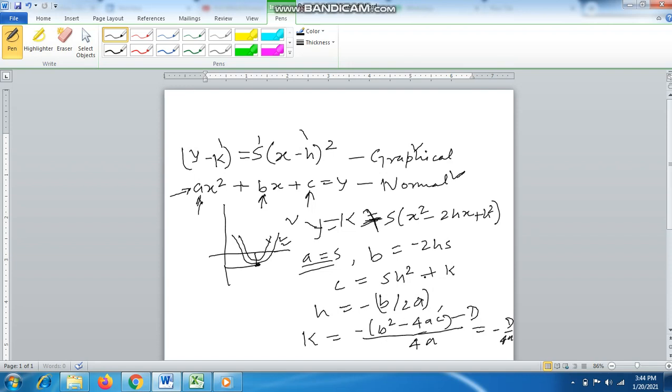So this is why we need to intuitively understand how the shape of the parabola will look, and that will help us calculate the roots of the parabola. That's the reason we need two representations, the representation in graphical terms and the representation in normal terms. So this is our a, b, and c, and this is our h, k, and s.